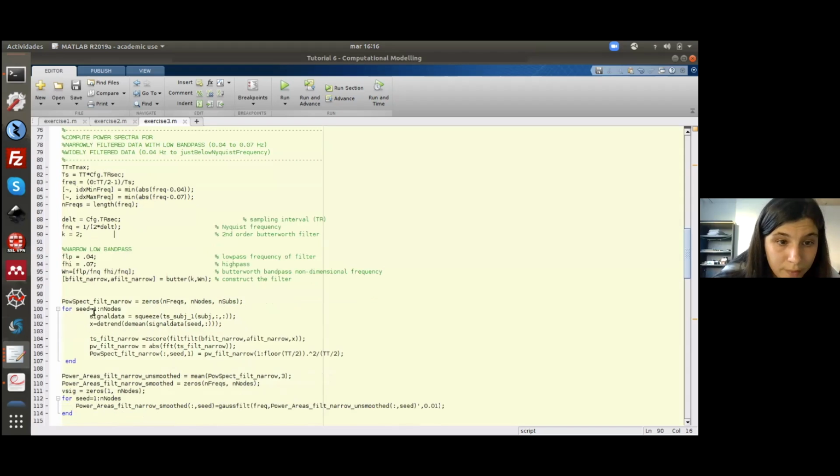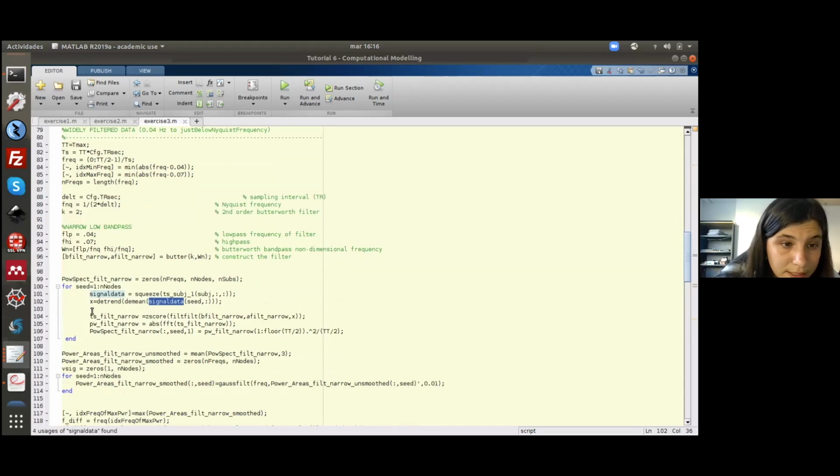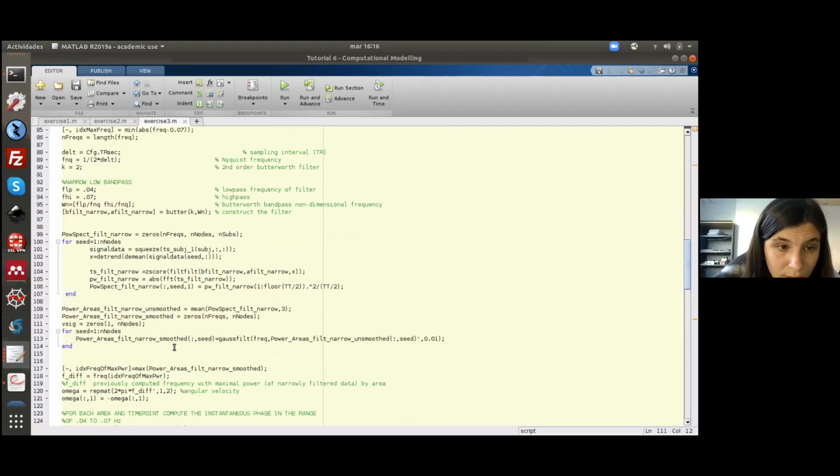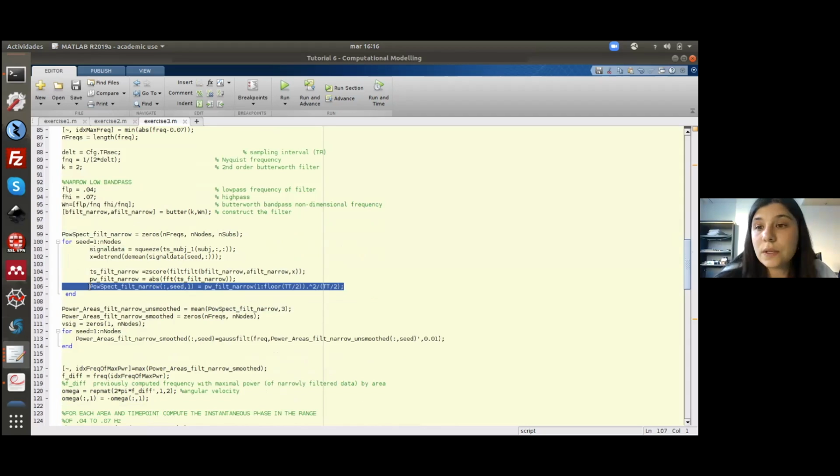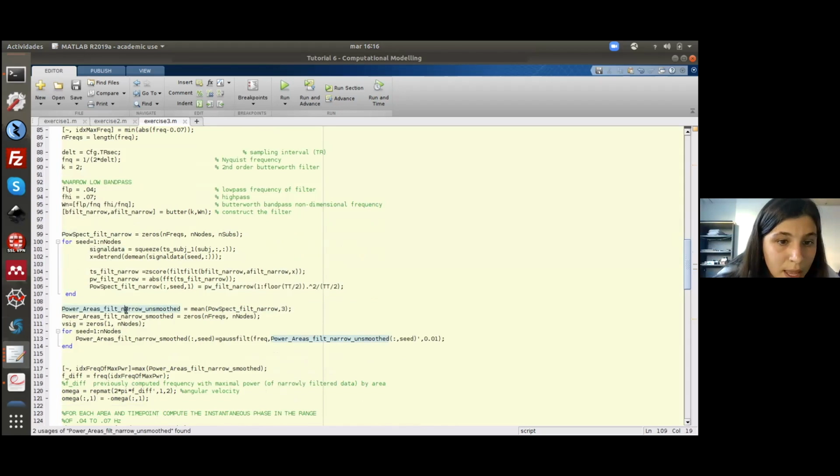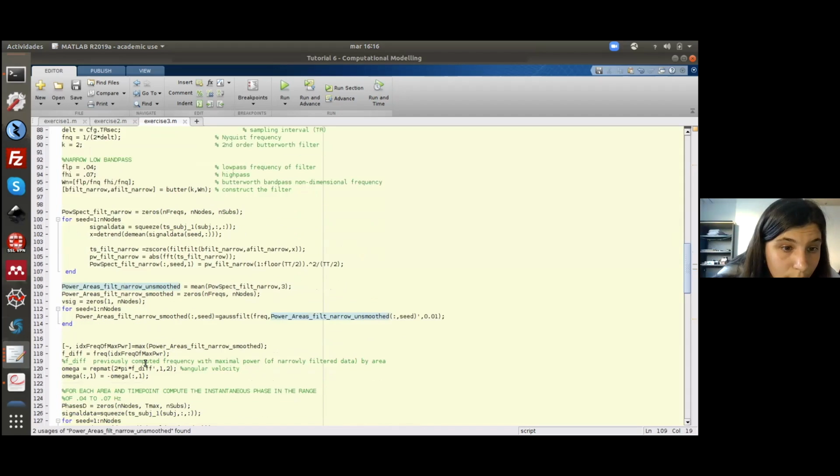And after filtering the signals in this narrow band, we can extract the power spectrum. Here in this line, we extract the power spectrum of the band pass filtered signals. And we are also going to use the peak of this power spectrum to define the omega, or the intrinsic frequency of each node.